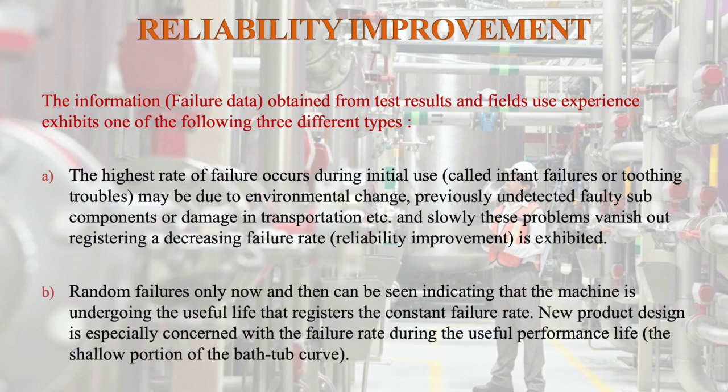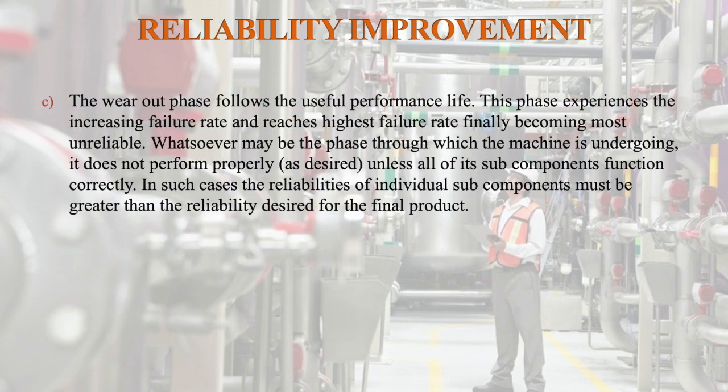B. Random failures only now and then can be seen, indicating that the machine is undergoing the useful life that registers the constant failure rate. New product design is especially concerned with the failure rate during the useful performance life. C. The wear out phase follows the useful performance life. This phase experiences the increasing failure rate and reaches the highest failure rate, finally becoming most unreliable.